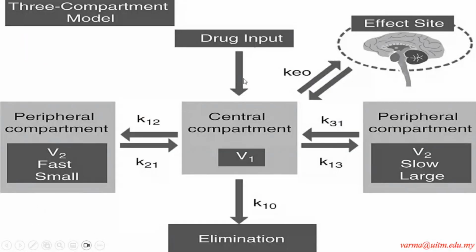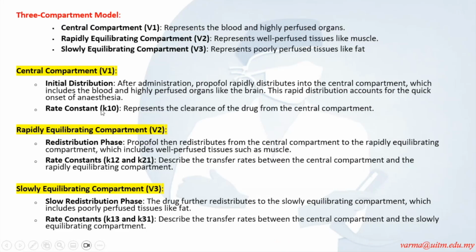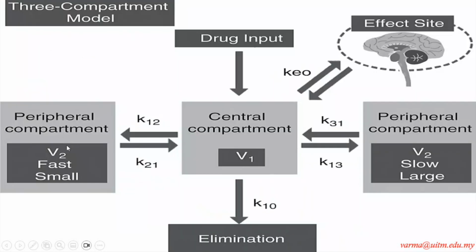And you see, this is the drug being input. From here, a certain amount of drug is being constantly eliminated, while the equilibration between V2 and V3 is also occurring simultaneously. All these are occurring simultaneously, but at different rates. That's why we have different rate constants, K12, K21, and so on. So in the rapidly equilibrating compartment V2, your redistribution phase occurs, this part, K12 and K21.